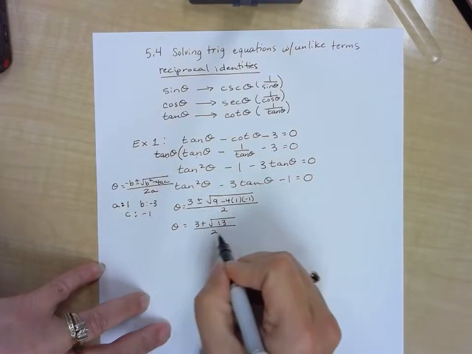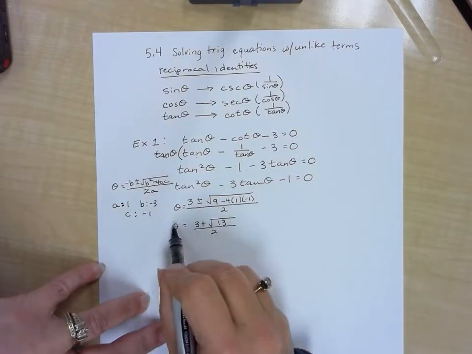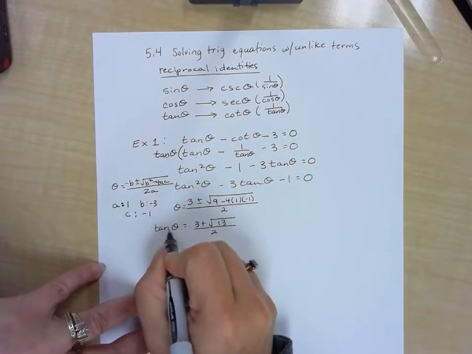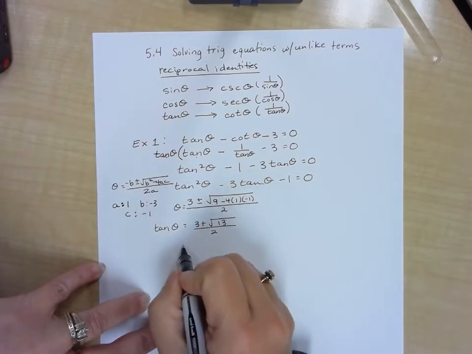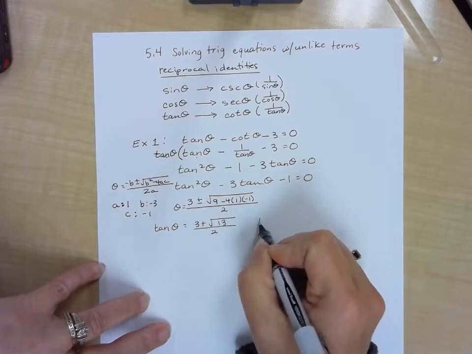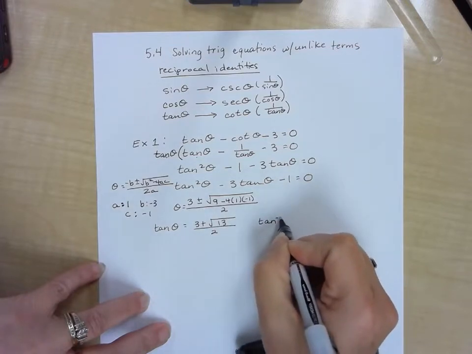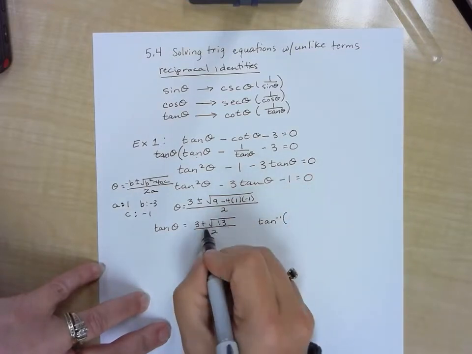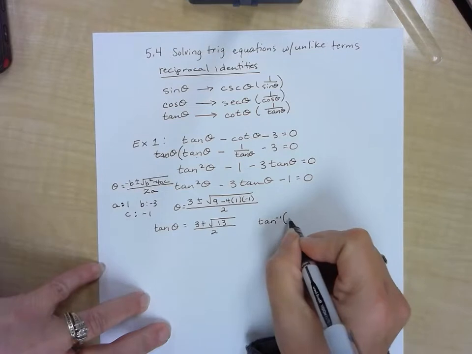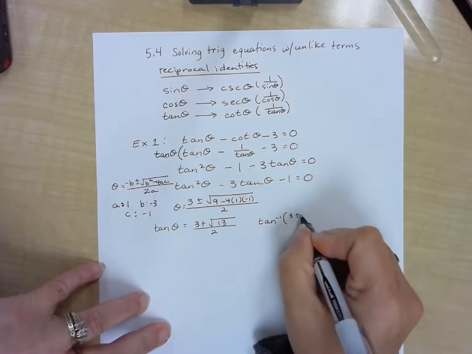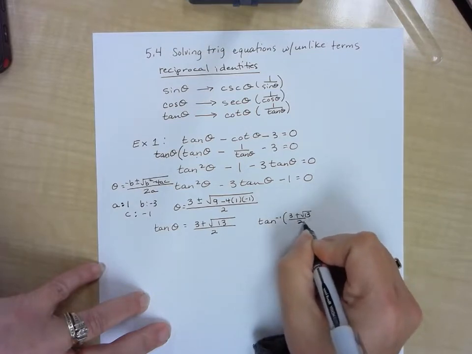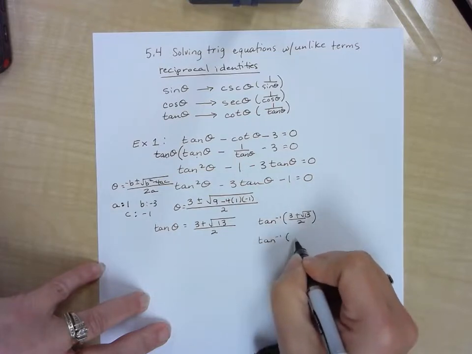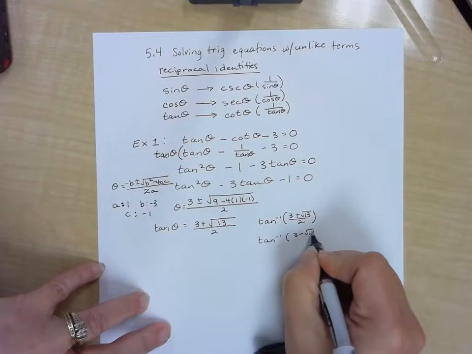Next thing I'm going to do after I've gotten this far is go back and find out what is the tan of theta for that value. And so really it's tan inverse of 3 plus the square root of 13 over 2 and tan inverse of 3 minus the square root of 13 over 2.